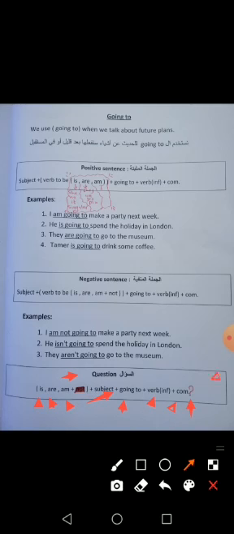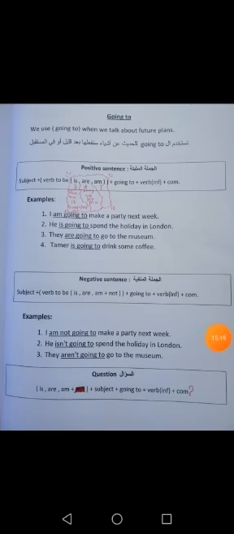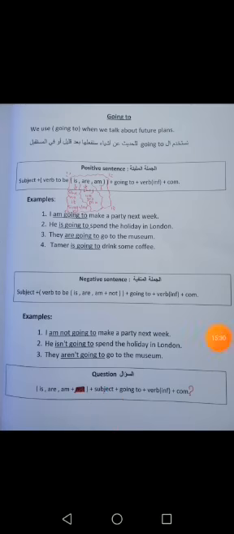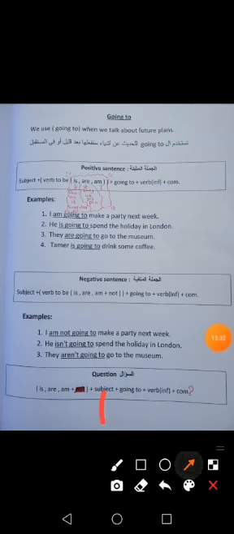It is very important. So again, you have to choose one of is, are or am. If the subject is she, he, it, or a singular noun, you have to use is. If the subject is they, we, you, or a plural noun, you have to use are. If the subject is I, you have to use am. Then going to, verb infinitive, complement and the question mark.